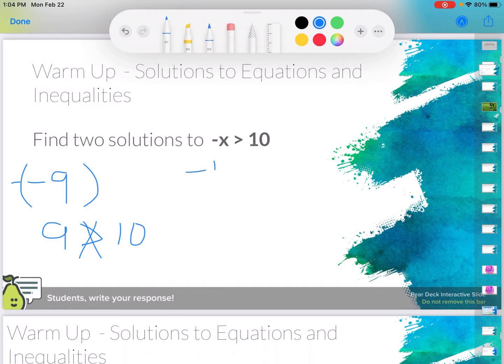So it's going to have to be negative 11. Let's try that. Negative times a negative is a positive, so I get 11 is greater than 10. Yep. So I could have negative 11. I could have negative 12, I could have negative 12.5, something like that.